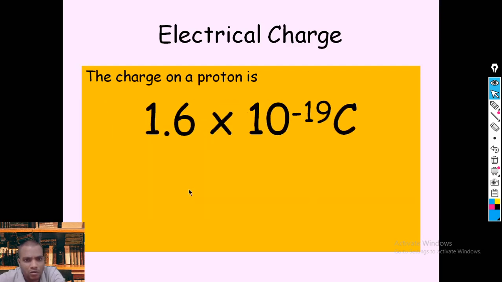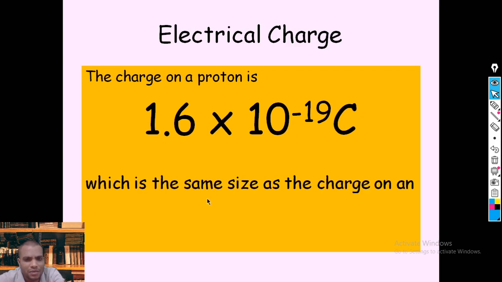The amount of charge of a proton is equal to 1.6 times 10 power minus 19 coulomb, which is the same size as the charge of an electron. Electron charge and proton charge, the magnitude or amount, are both the same. The only thing is that the electron has negative charge. We put a negative sign when writing the electron charge.